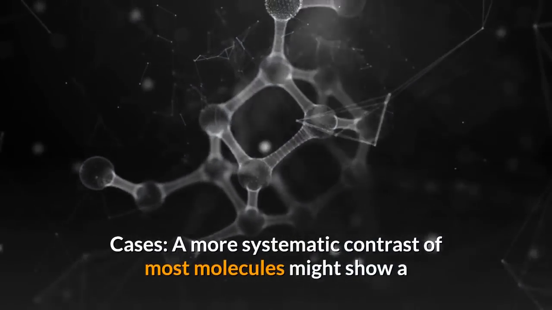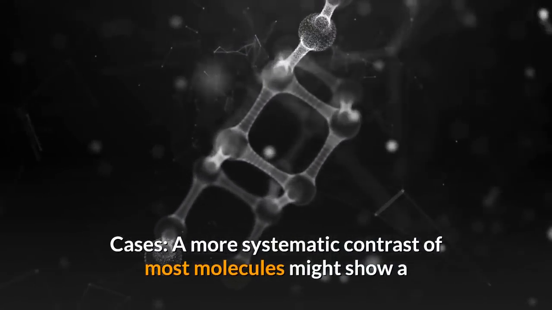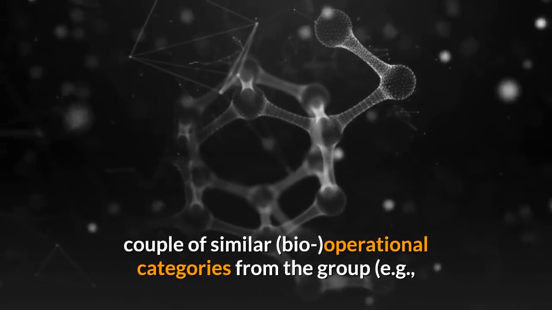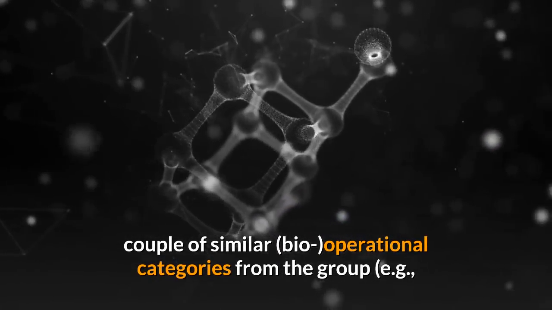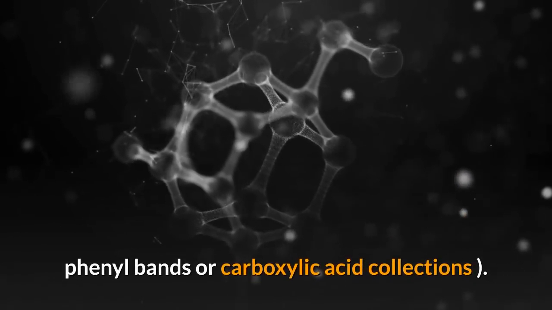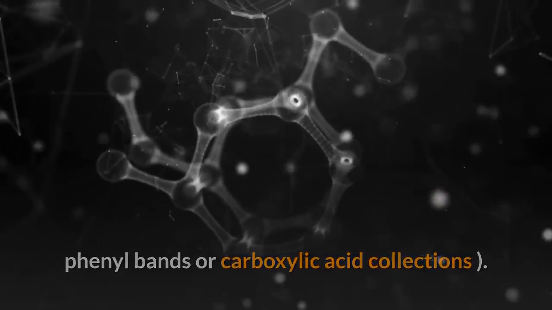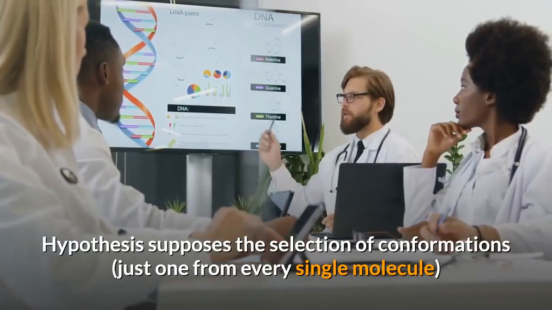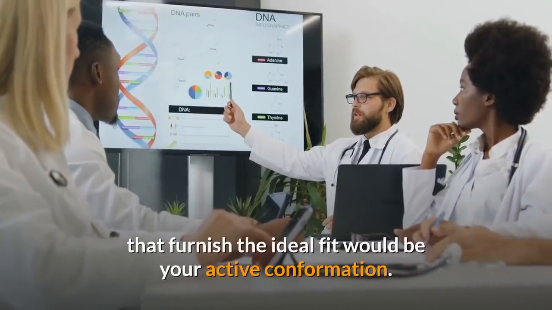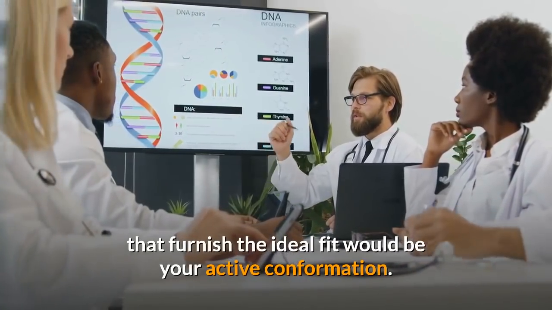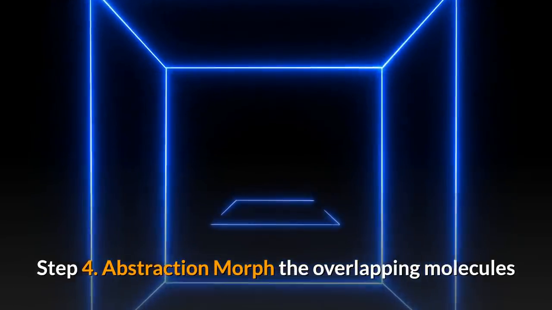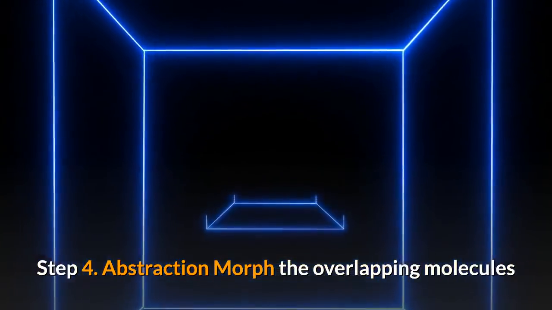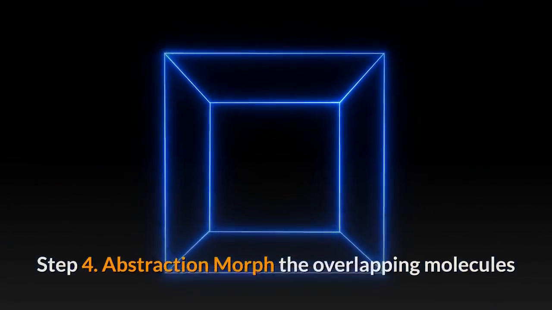Rare cases, a more systematic contrast of most molecules might show a couple of similar biooperational categories from the group, for example, phenyl bands or carboxylic acid collections. Hypothesis supposes the selection of conformations, just one from every single molecule, that furnish the ideal fit would be your active conformation. Step 4. Abstraction of the overlapping molecules into a conceptual illustration.